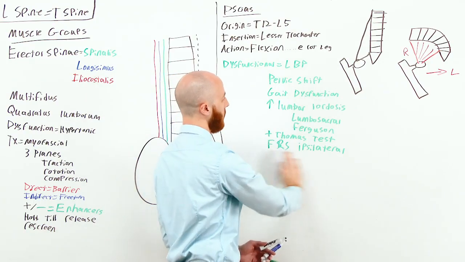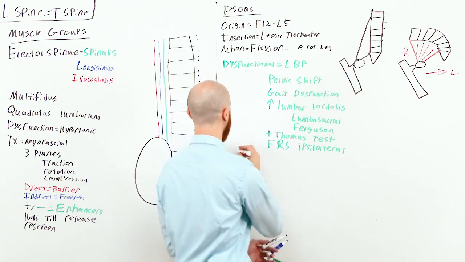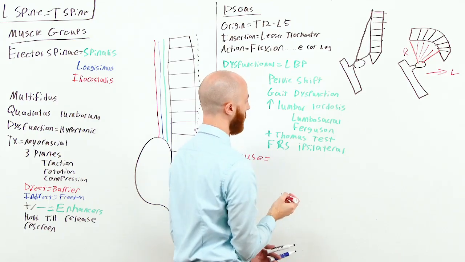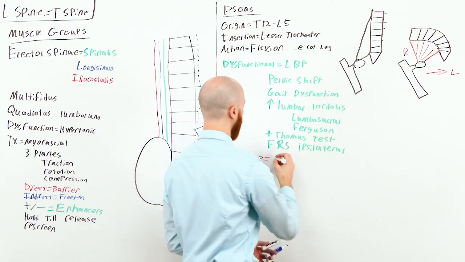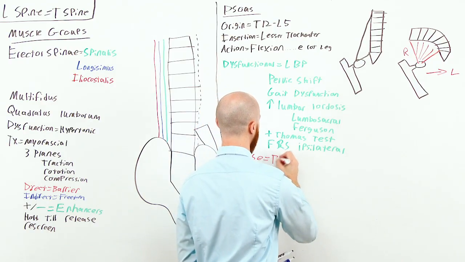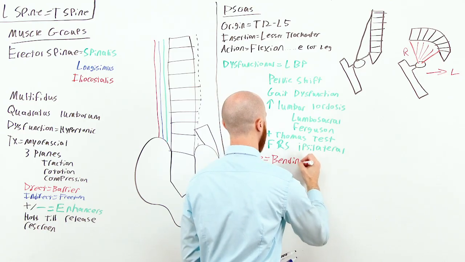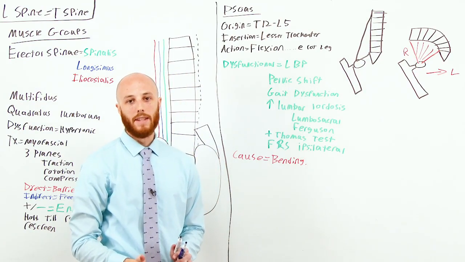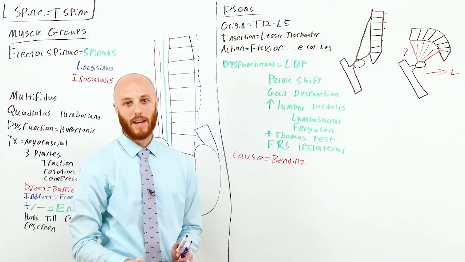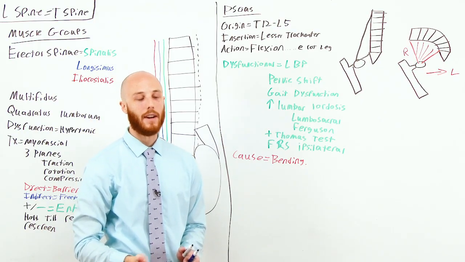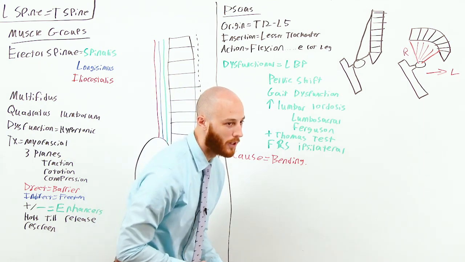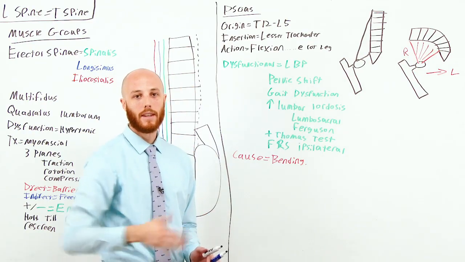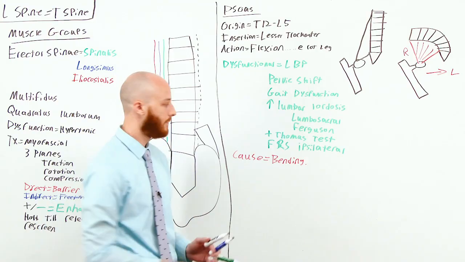So what can cause one of these dysfunctions? There are a few different ways that it can happen. One way is by bending forward. So let's say that you have a patient come in, he's having gait dysfunction in a positive Thomas test. He also explains that he's a carpenter and he is constantly bent over his work table for long periods of time. That excess bending forward can induce a psoas dysfunction.